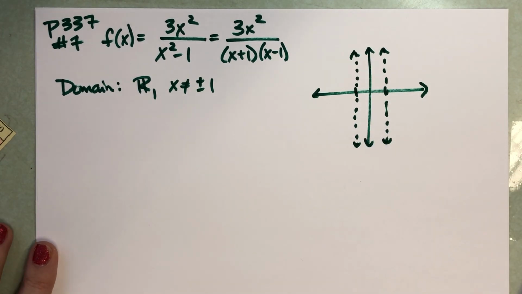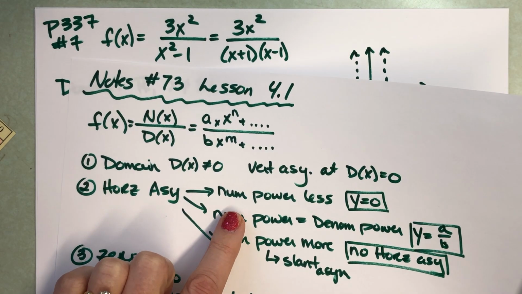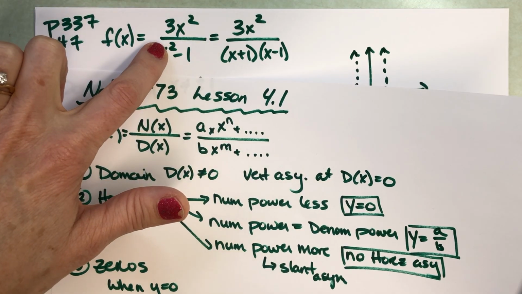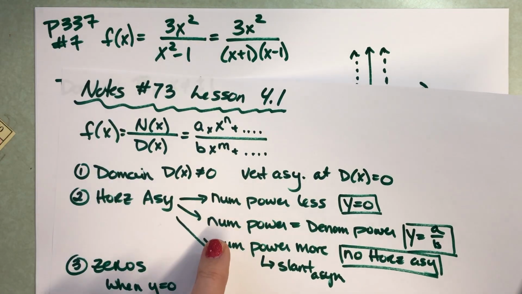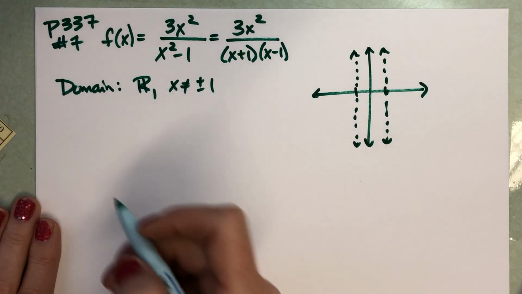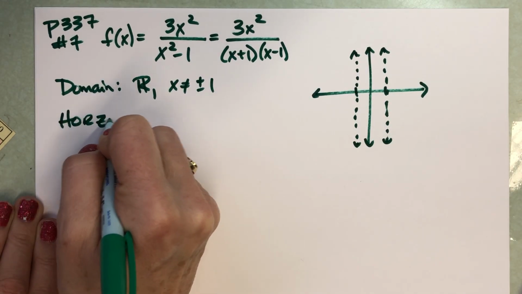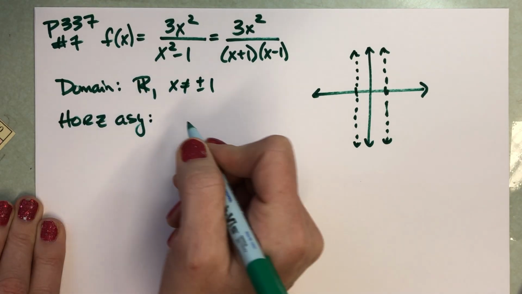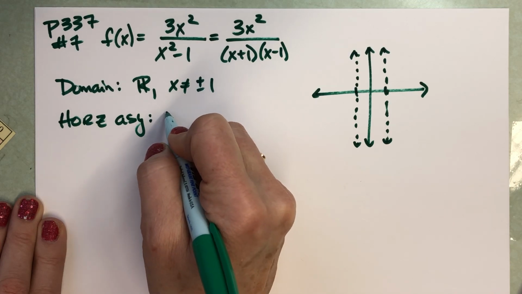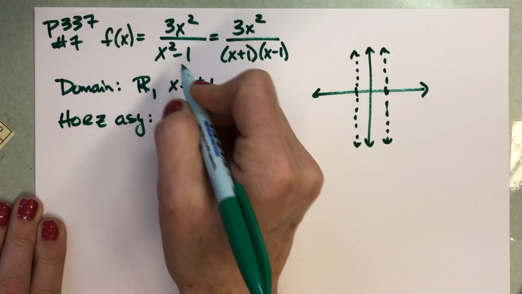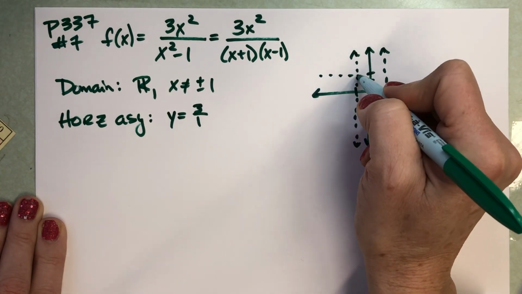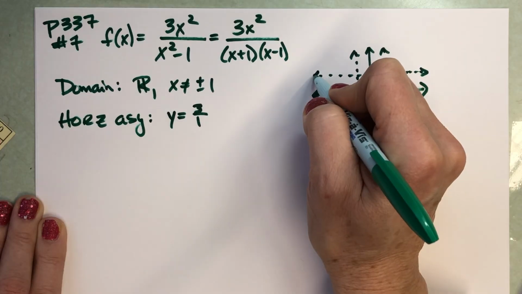And the second thing I talked about is we've got to think about our horizontal asymptotes. And we said, look at the powers, right? If we look at our powers here, we see the numerator power and the denominator power are exactly the same. Therefore, our horizontal asymptote is y equals a over b, so 3 over 1. Okay, so I'm going to go 1, 2, 3, and put in my horizontal asymptote. So the graph is starting to take shape.